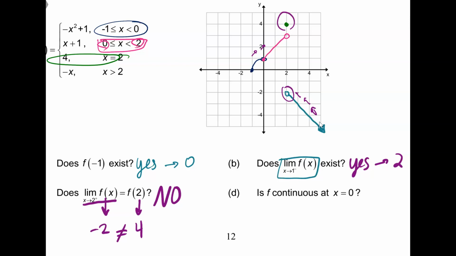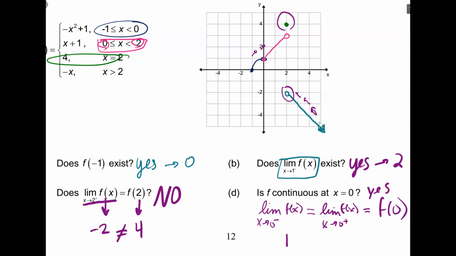Am I continuous at x equals 0? So here, literally, ready, shortcut for continuity. I'm asking if the limit as x approaches 0 from the negative side of my function is the same as the limit of my function as I approach 0 from the positive side, and is that equal to the value of my function? Yeah, it is. It's all three. 1 is equal to 1, which is equal to 1. Cool.